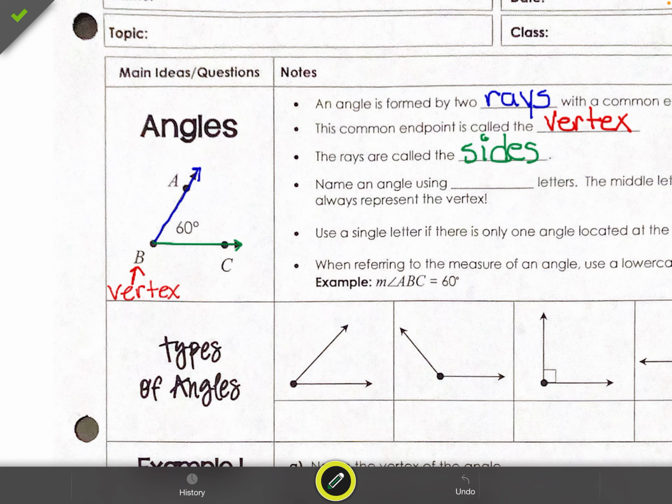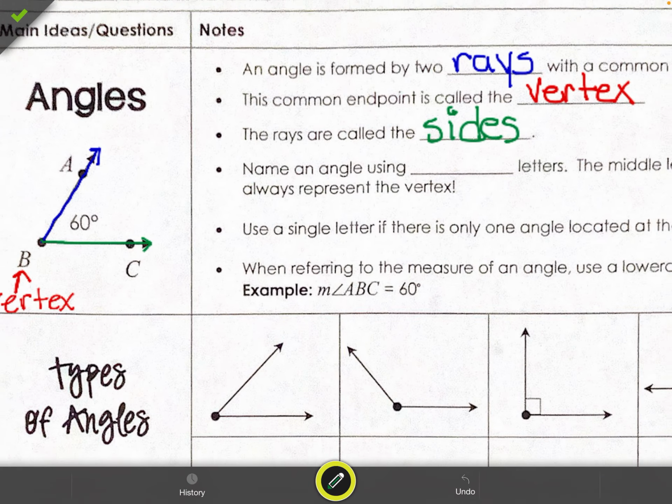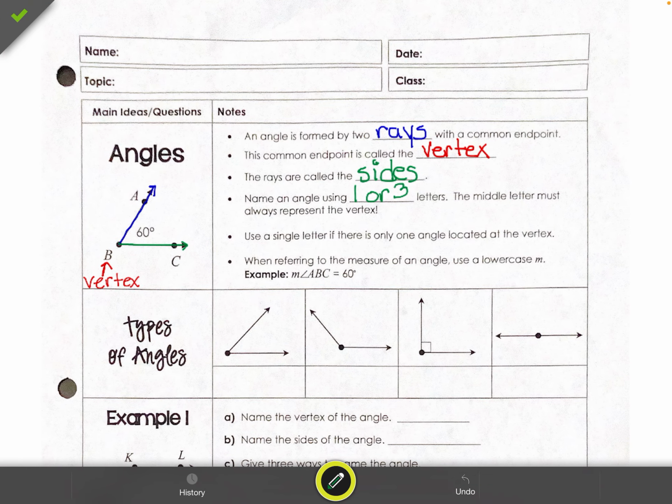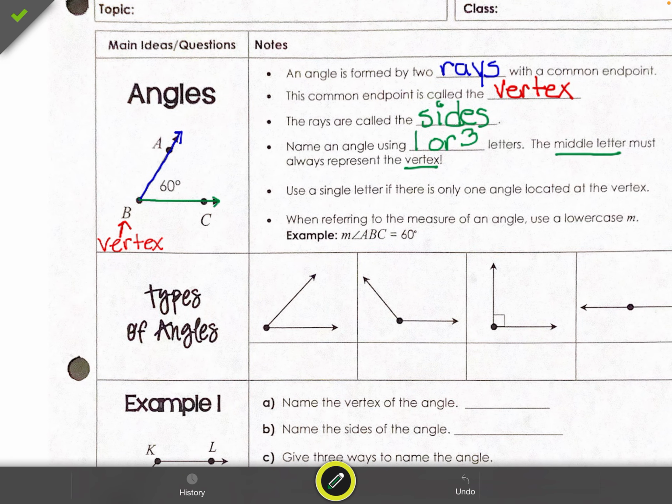Now, when you name an angle, there's actually three different ways you can name an angle. You can name an angle with one letter or three letters. If you do name it with three letters, then the middle letter must be the vertex. The other thing is, if you're going to use one letter, you only want to use one letter if there's only one angle. And we'll see that happen later on.